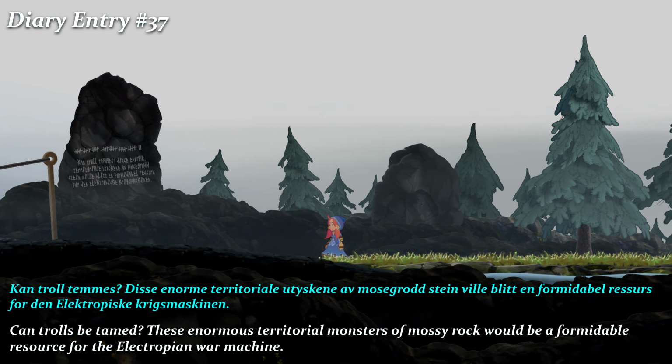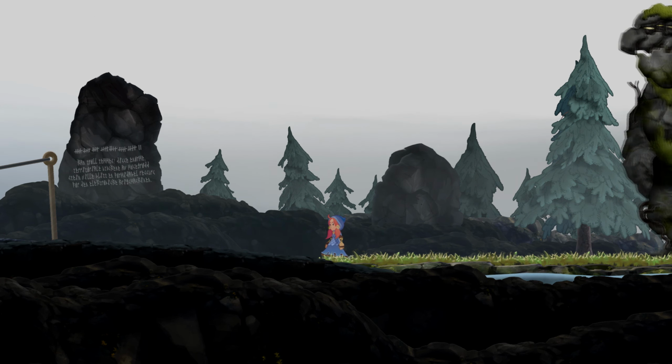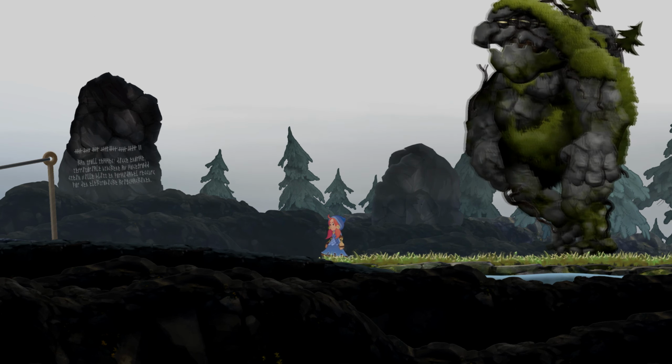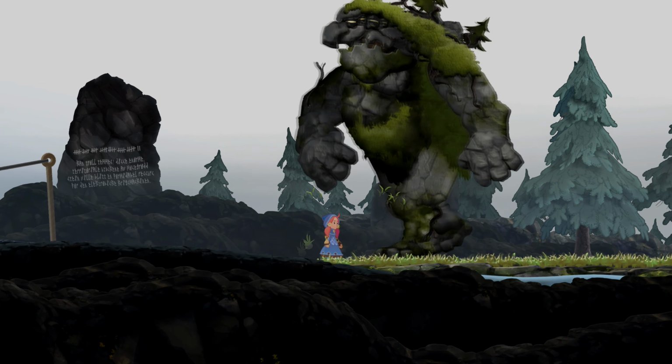Entry 37. Can trolls be tamed? These enormous territorial monsters of mossy rock would be a formidable resource for the Electropian war machine. Well, let's try an experiment. Hey, Mr. Troll, can you be tamed?